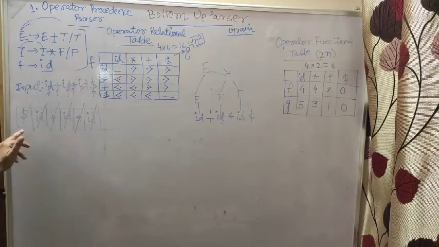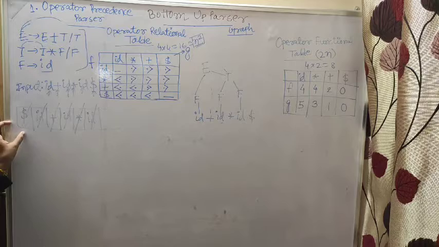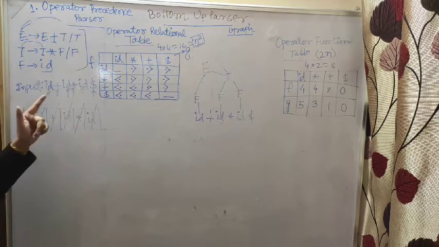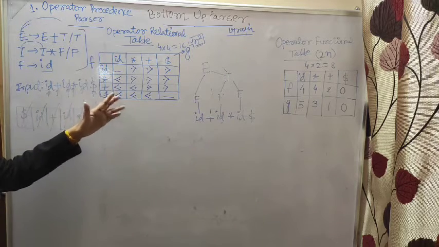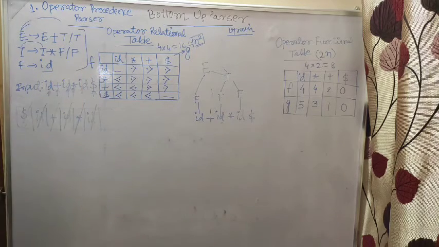Okay, so first you check in the stack of the table. First the stack value is the dollar and the input is at the last. And how will we check it? We have seen already. That is the operator relational table.